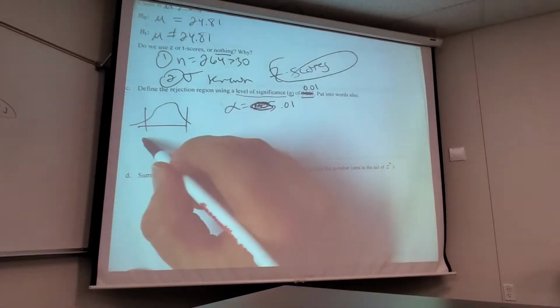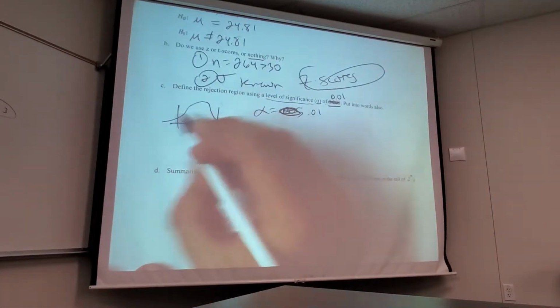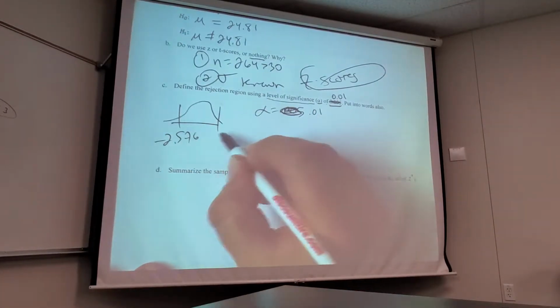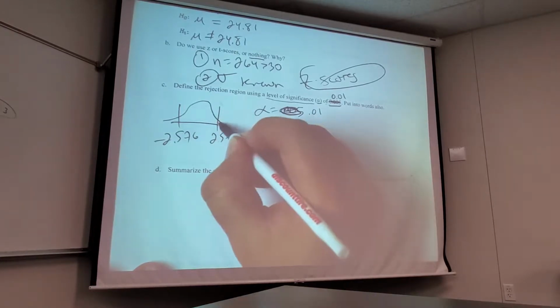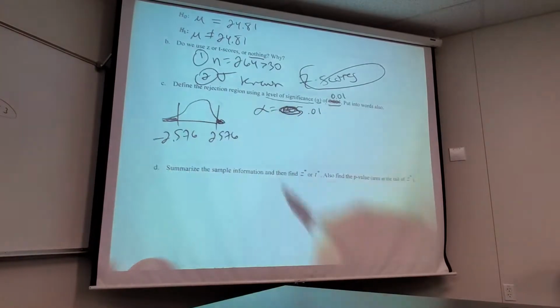So what do I put here? Negative. Yep, and then here? Yep. And then a shade there and a shade there.